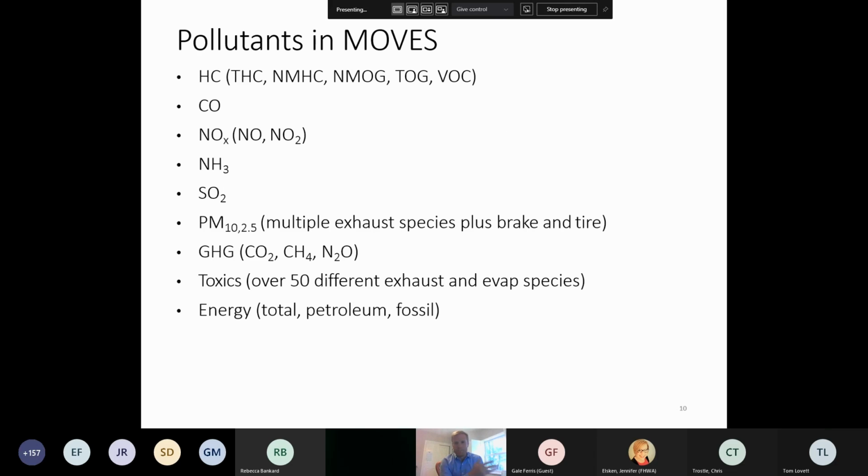Now, what pollutants? Pretty much any pollutant you'd want to model that's coming from mobile sources, you can do in MOVES. All the greenhouse gas emissions, various air toxics and species, as well as all the criteria emissions. There are hundreds of them that you can choose from, as well as total energy consumption. You can get fuel consumed, that sort of information.